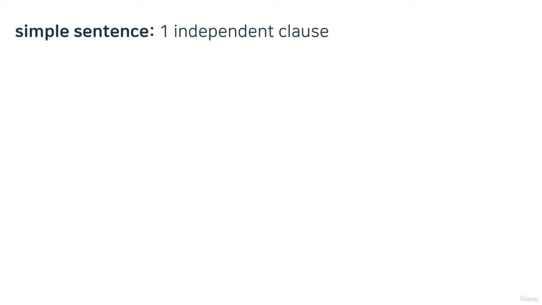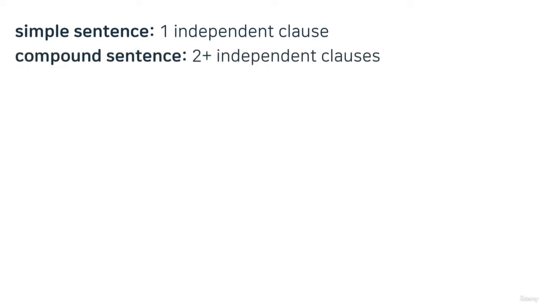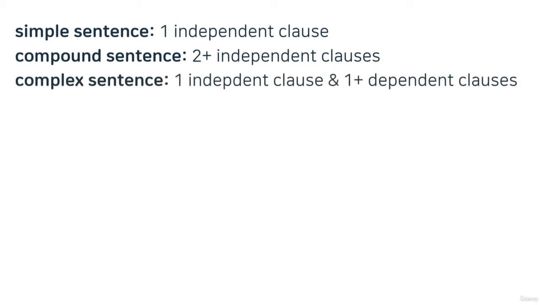Now, so far, we've learned about a simple sentence which contains one independent clause, and we also learned about a compound sentence which contains two or more independent clauses. And a complex sentence is a sentence that contains one independent clause and one or more dependent clauses.